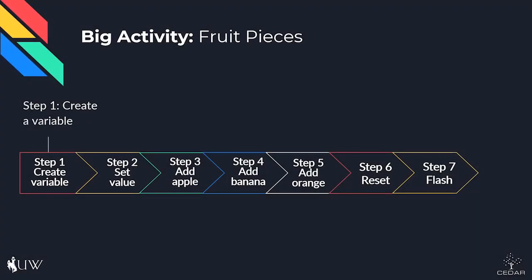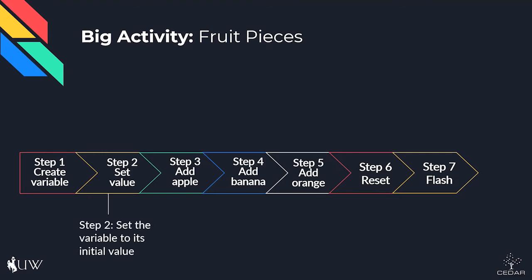Step 2. Set the variable to its initial value. In our goal, we said that we want the cost to start at 0. So inside the onStart block, we're going to set our new variable to 0 and then show that variable on the screen just like we did earlier.